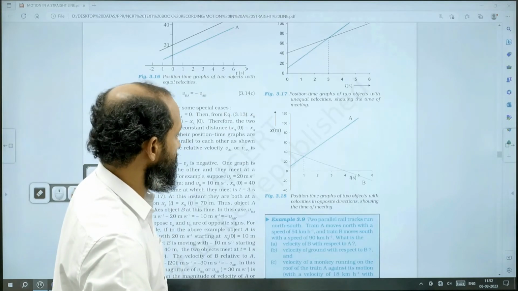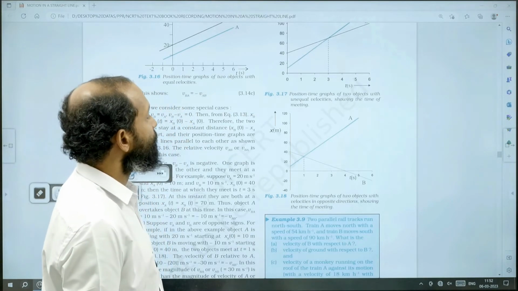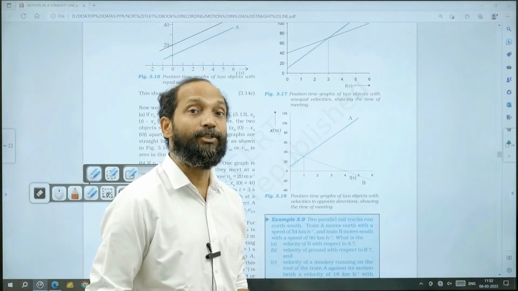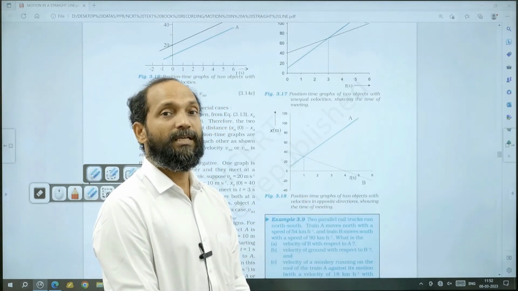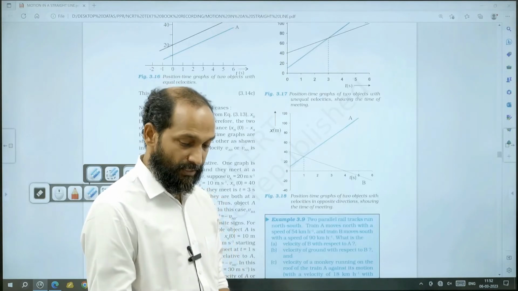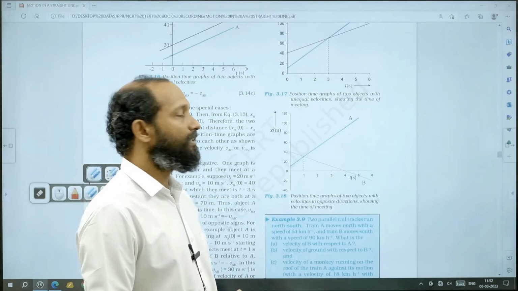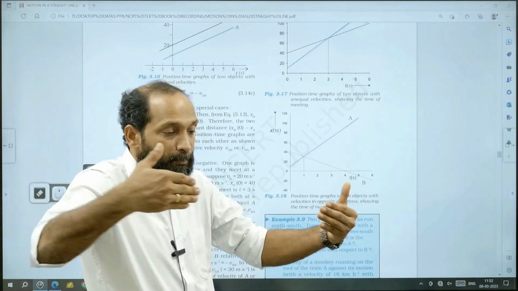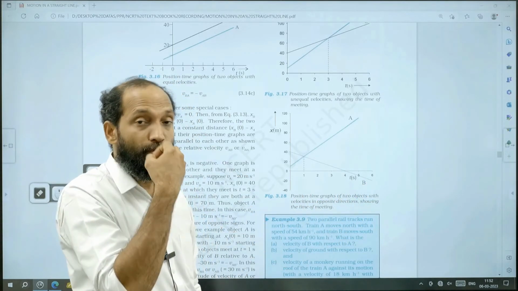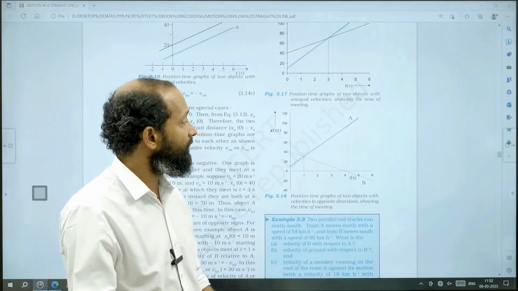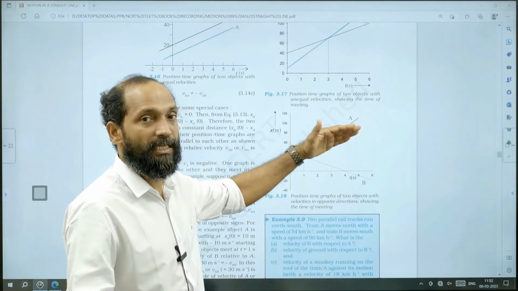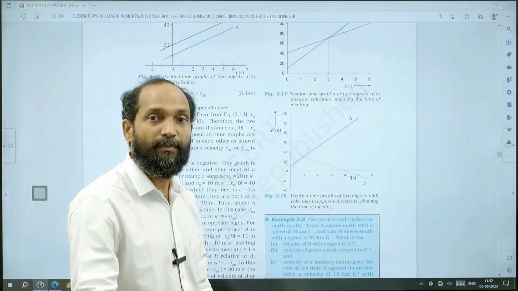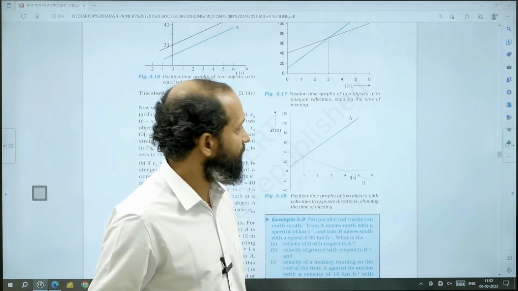What do you mean by that? Their velocities are in opposite direction. A has a positive velocity, slope is positive. B has a negative velocity, slope is negative. So A and B are moving in a straight line in opposite directions. So how to find out their relative velocity? VA is positive, VB is negative, so VA minus VB automatically becomes VA plus VB.